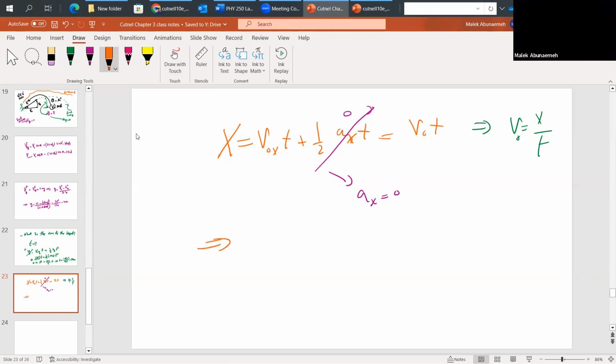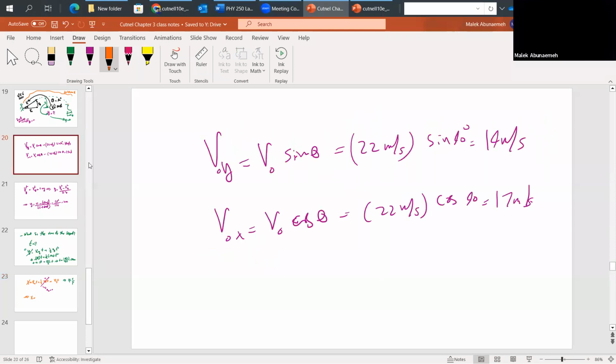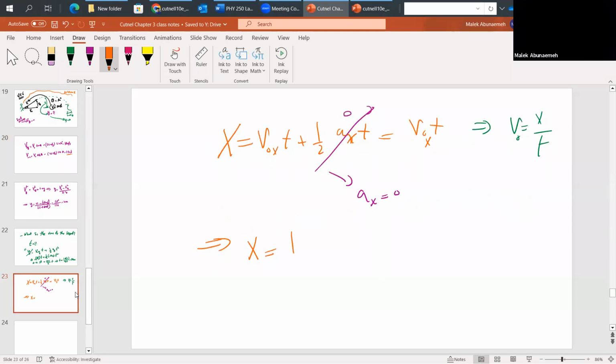So your distance x is going to equal v naught in the x direction, which we calculated at 17 meters per second. So this is going to be 17 times the time that we had, which is your 2.9 seconds. So you should get 49 meters.